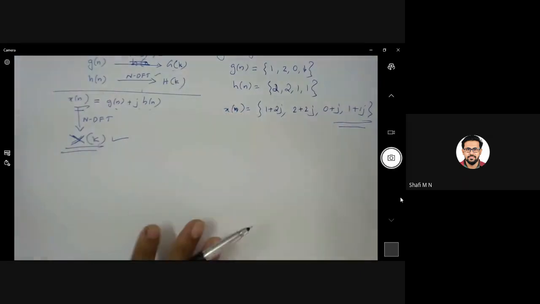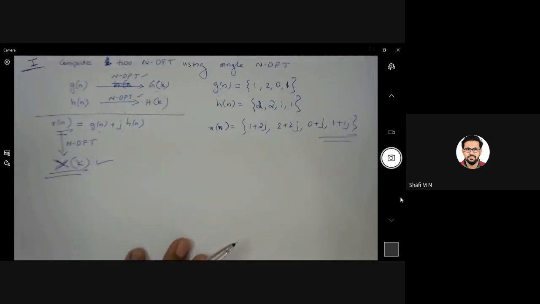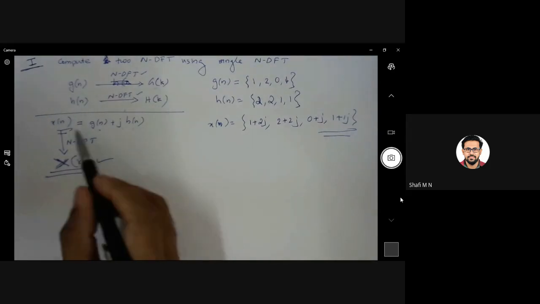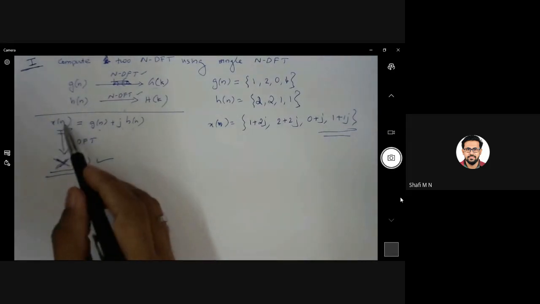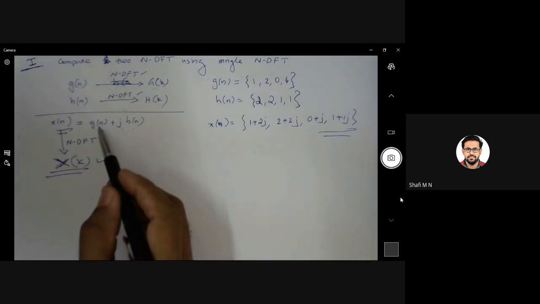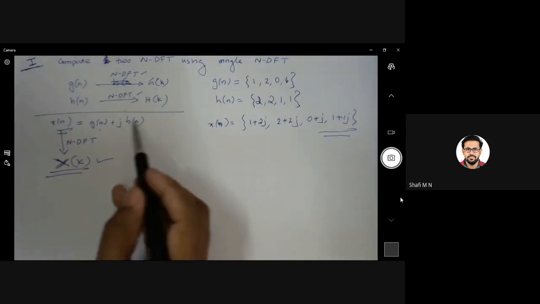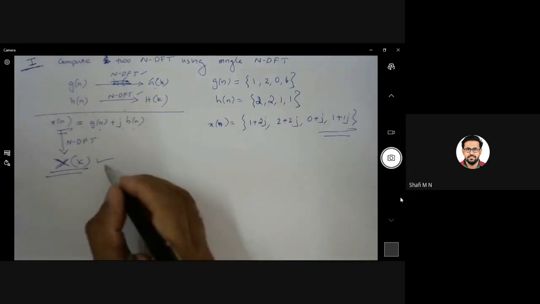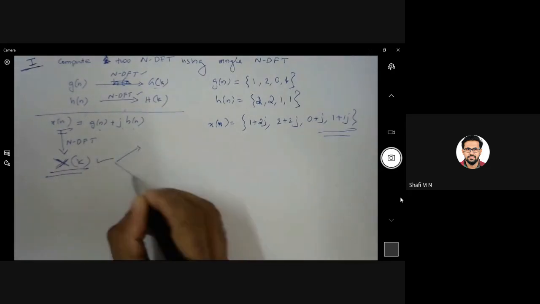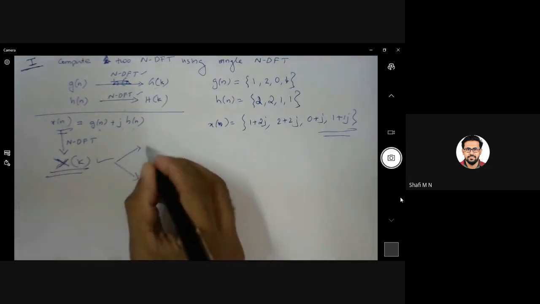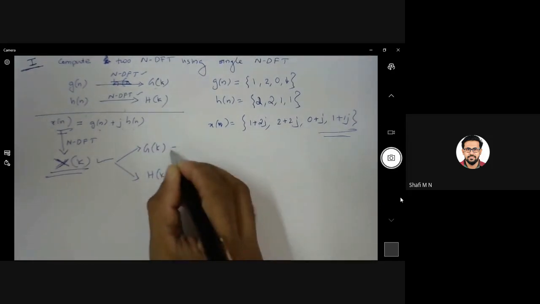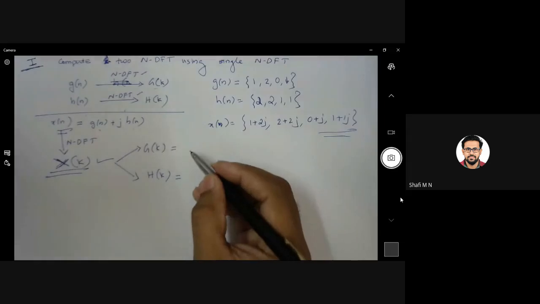Now the important task is you have to split it into two. So X of k, the answer X of k, you have taken only a single N-point DFT, that is for the sequence X of n, where X of n is having G of n and H of n as real and imaginary parts. Now the next thing is you have to split X of k to get your G of k and H of k back. So this can be done with the help of this equation.